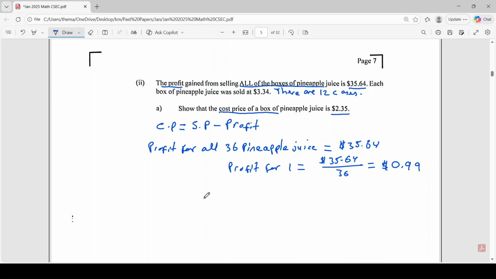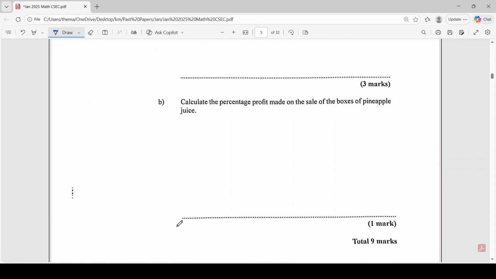So now we can work out the cost price for 1. The cost price for 1 would be the selling price for 1, which was sold at $3.34, take away the profit for 1. And that would give us $2.35. They ask us to show, so hence shown. Right, that's the last part here.